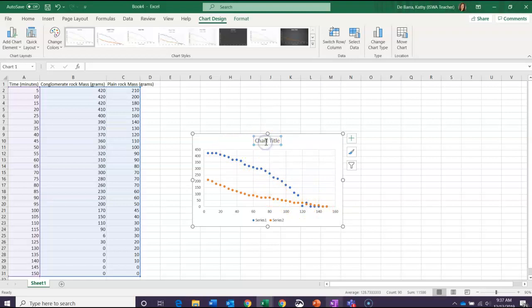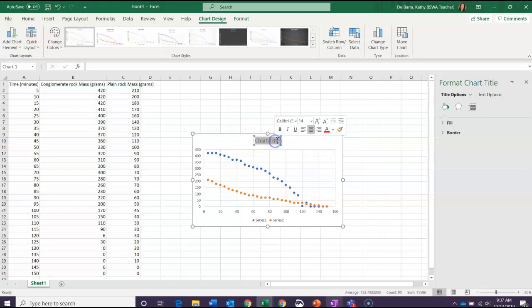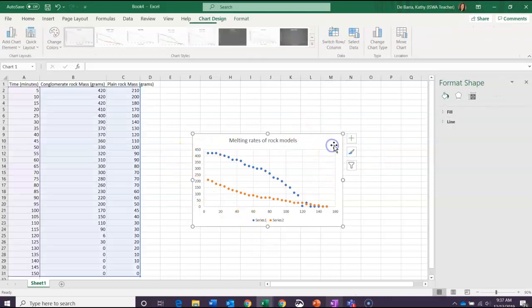We're going to change the chart title. And so we want it to be descriptive. Melting rate of rock models. Perfect. And then we want to add in, and I'm going to use this plus sign here.